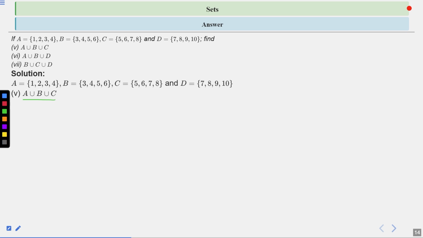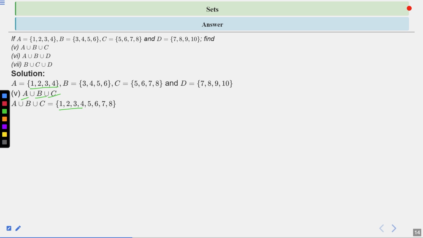Find out A union B union C. Very simple. The approach will be the same. You just have to collect all the elements from all these 3 sets. So collecting all the elements: 1, 2, 3, 4, 1, 2, 3, 4. Now write down the repeating element at once.